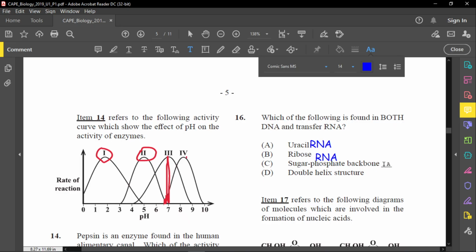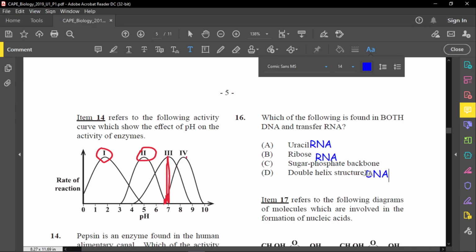Sugar phosphate backbone. Yes, this seems good. Both of them do have a sugar phosphate backbone, but the sugar phosphate backbone is different in each. If it's RNA, then the backbone will have ribose. If it's DNA, then the backbone will have deoxyribose sugar. Both of them are double helix? No, double helix is only found in DNA, so this is specific to DNA.